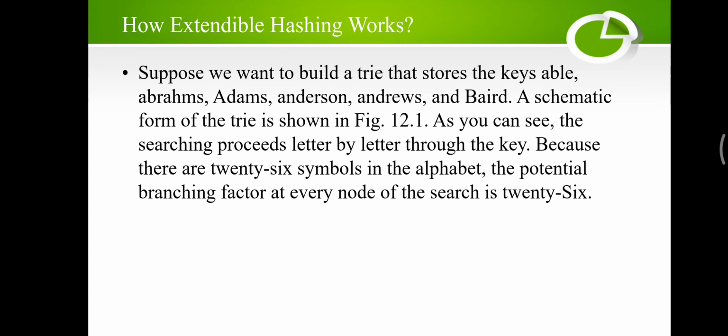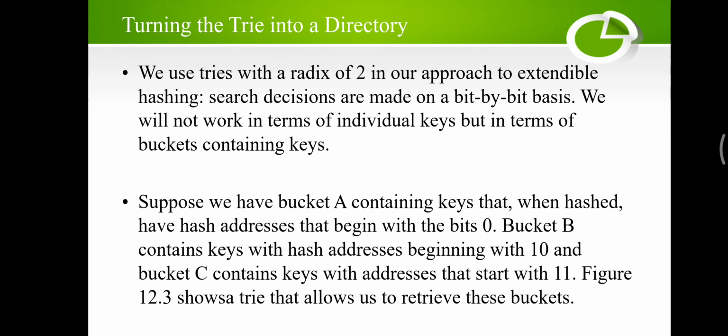Suppose we want to build a trie that stores the keys Abel, Abraham, Adam, Anderson, Andrew, and Bird. A schematic form of the trie is shown in the figure. As you see, the searching proceeds letter by letter through the key. Because there are 26 symbols in the alphabet, the potential branching factor at every node of the search is 26. Now let us learn about turning the trie into a directory.